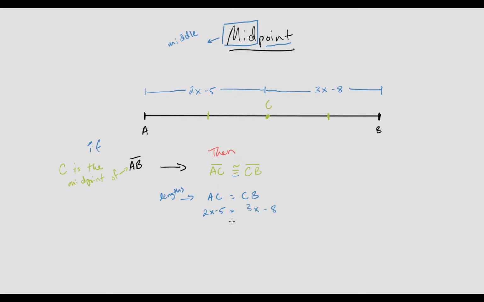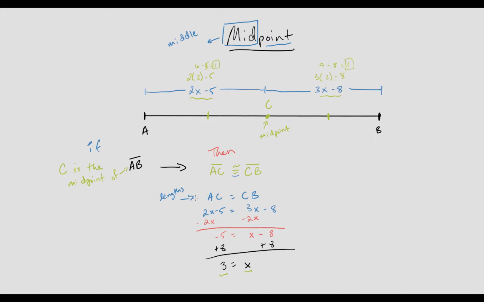And from there, we can use some simple algebraic techniques and find the value of x that makes these segments congruent. And so what we found here is that if x is equal to 3, then these two segments should be equal to each other, making C the midpoint. So let's go ahead and verify that by plugging in 3 for x and making sure that it makes these two segments the same length.